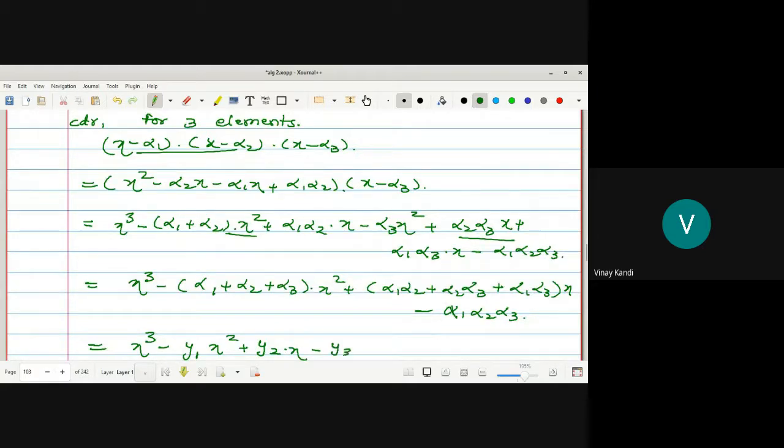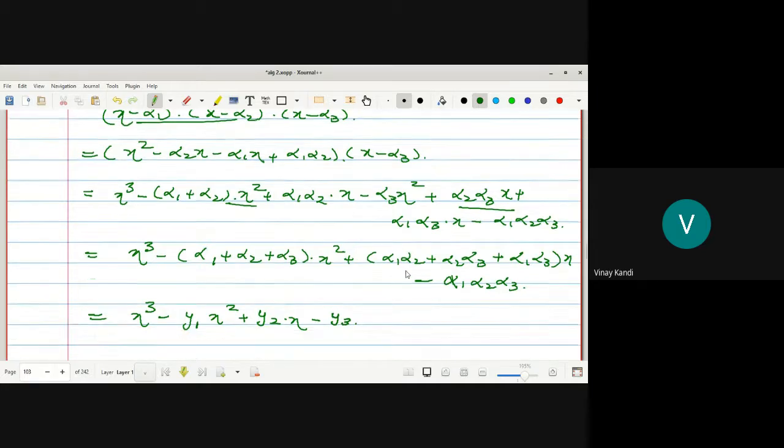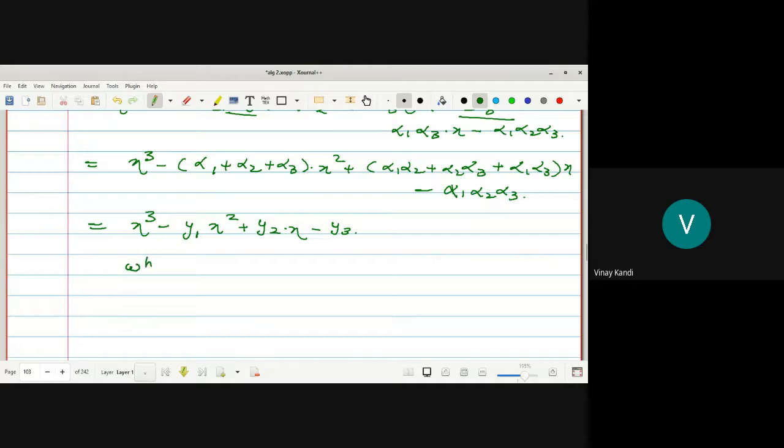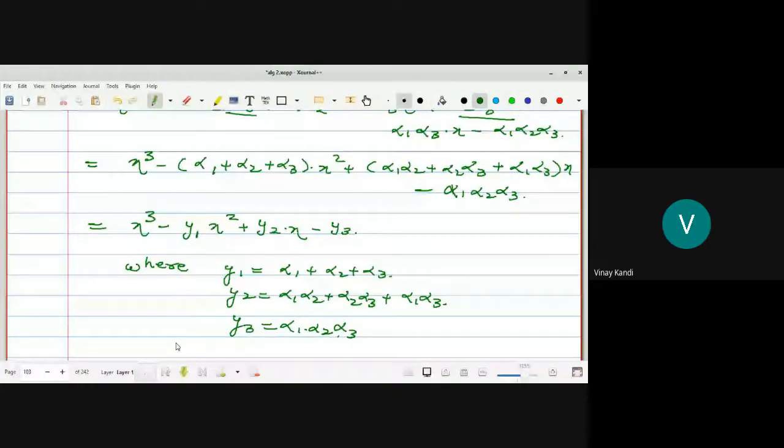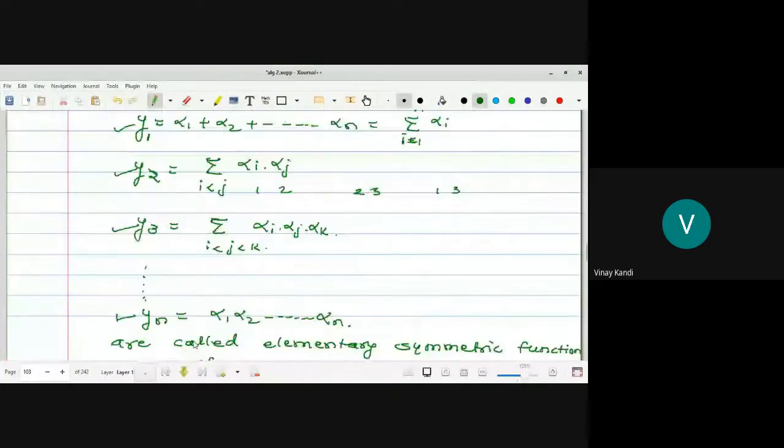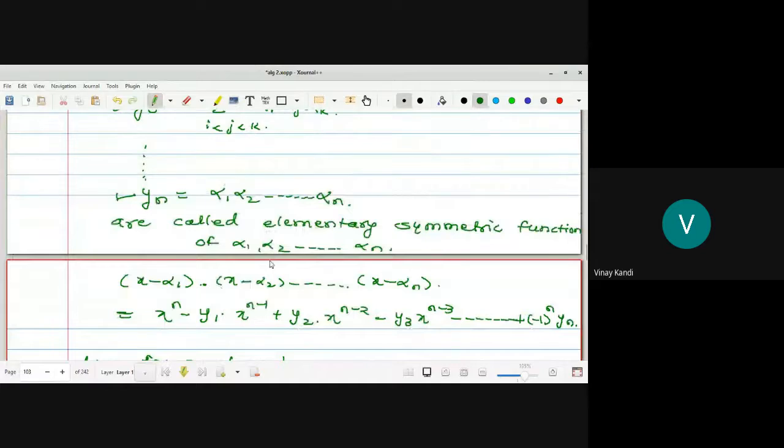Okay, write down: y1 is equal to alpha 1 plus alpha 2 plus alpha 3. y2 is equal to alpha 1 alpha 2 plus alpha 2 alpha 3 plus alpha 1 alpha 3, and y3 is alpha 1 alpha 2 into alpha 3. Okay, any doubt? No, sir. Okay, so the y1, y2, y3 up to yn, these are elementary symmetric functions of alpha 1, alpha 2, ..., alpha n, which are elements of capital F.